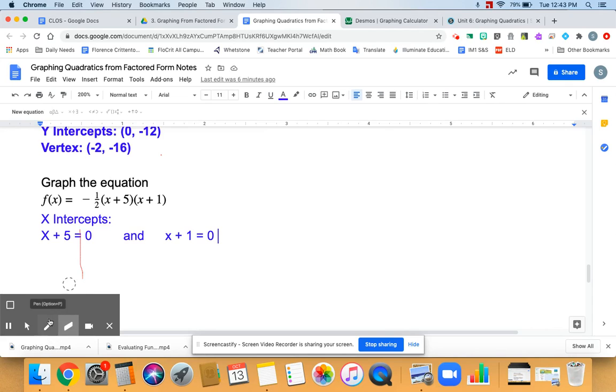So to solve for x, what's my first step for this one? I have to minus the 5 away from both sides, because plus 5 minus 5 will become 0, and I'm just left with x equaling 0 minus 5, which is negative 5. And here, x plus 1, how do I solve this for x? I have to minus 1 from both sides because plus 1 minus 1 cancels. So then x is 0 minus 1, which is negative 1.